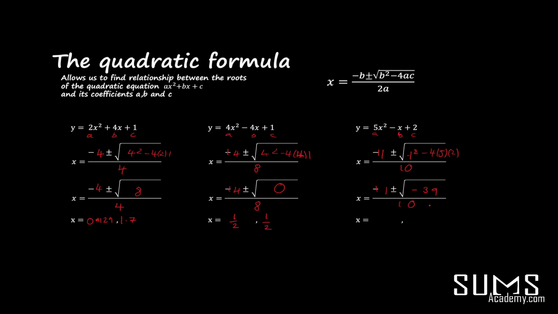Then what about over here? Well, we have 1 plus minus the square root of negative 39. Well, you can't actually take the square root of a negative number. So what you'd say here is there are no roots. You know, this can't be factorized. Okay, so there are no roots. Okay, so how is this relevant to what we want to know about?